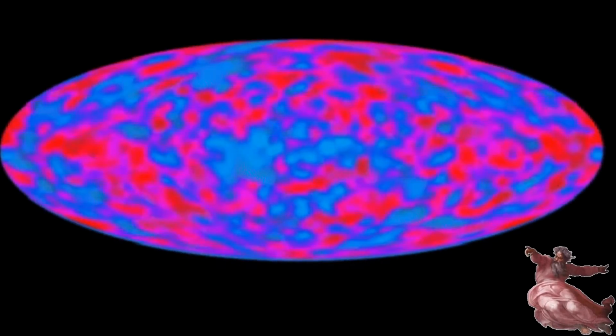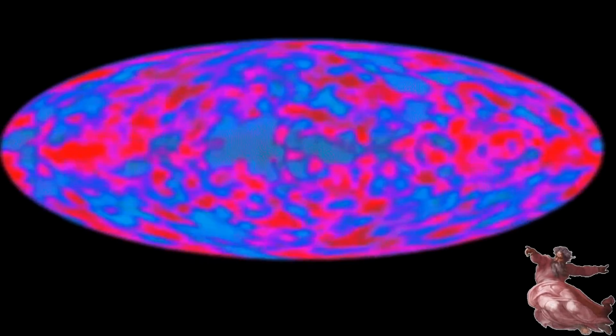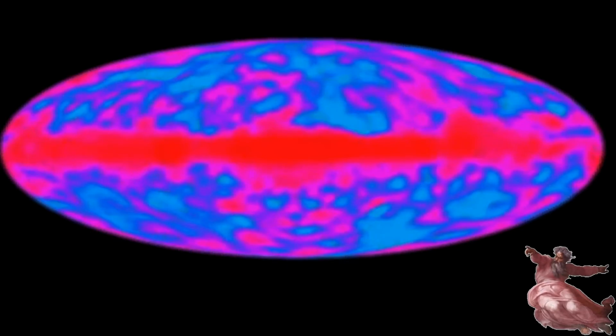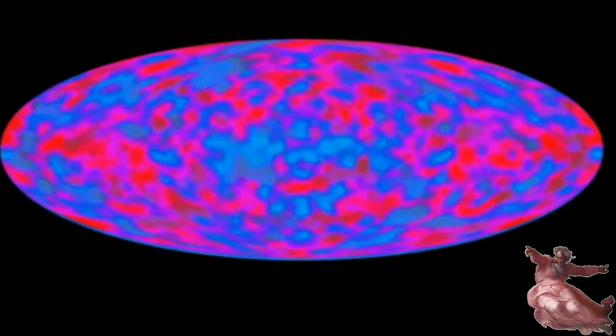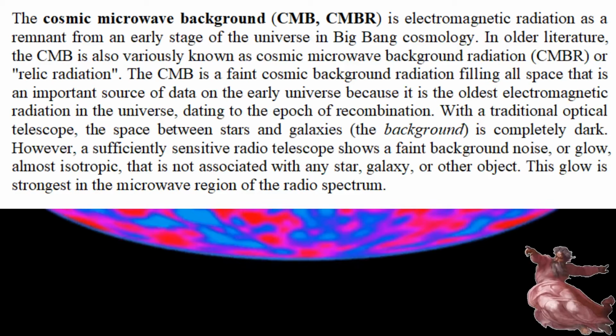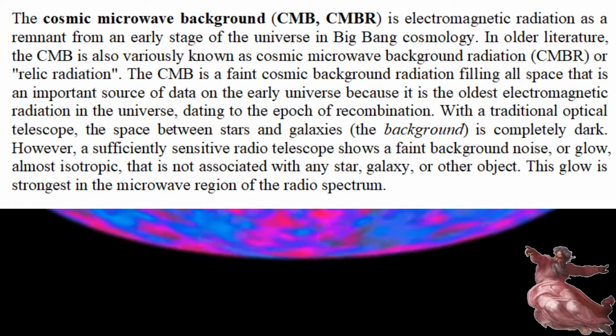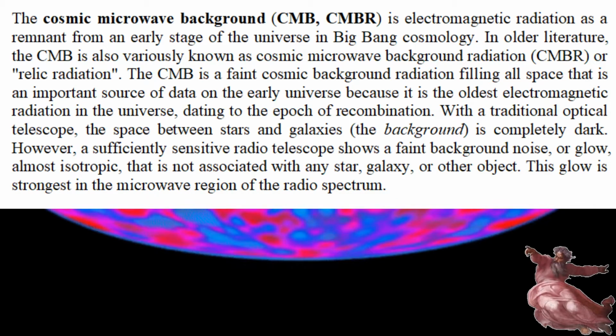Okay, so anyways, this is how we explain it. First, the official version of what the cosmic microwave background radiation is: electromagnetic radiation that is a remnant from an early stage of the universe in Big Bang cosmology. So in order to believe in this, you've got to believe in the Big Bang. In other words, the explanation they give is that this is radiation left over from the explosion.